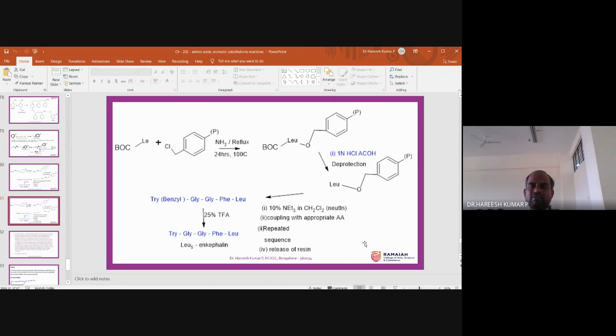Once there is a release of resin, you have to check the side chain protected one. Here the tyrosine has a side chain OH that was protected with a benzyl group. That can be removed by using a deprotecting reagent called trifluoroacetic acid. Once all the deprotection is done, the pentapeptide is ready. The obtained pentapeptide is called leucine 5 enkephalin. Now I have discussed the synthesis, more particularly solid phase synthesis, of methionine 5 enkephalin and leucine 5 enkephalin.